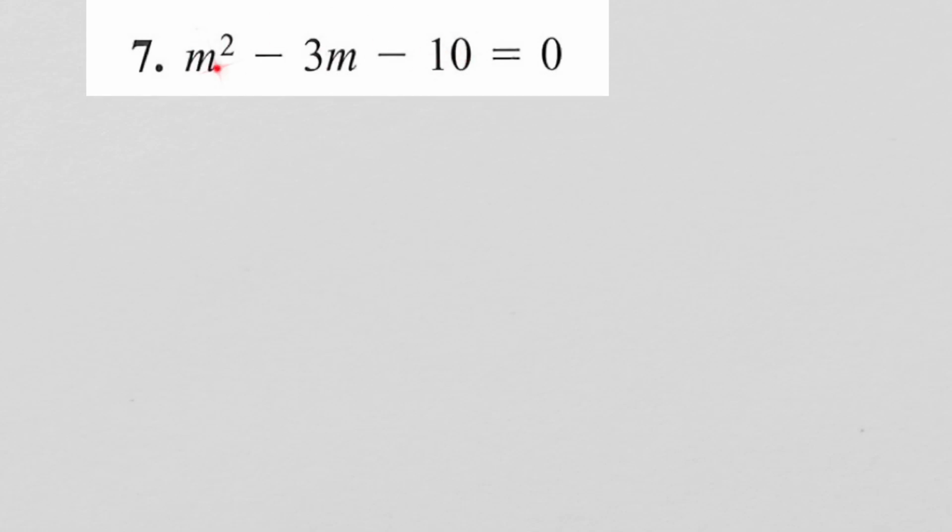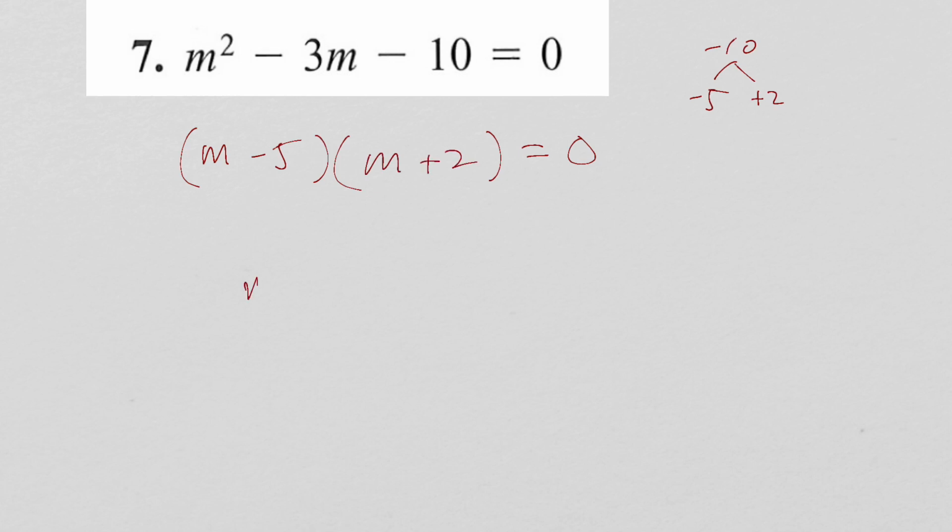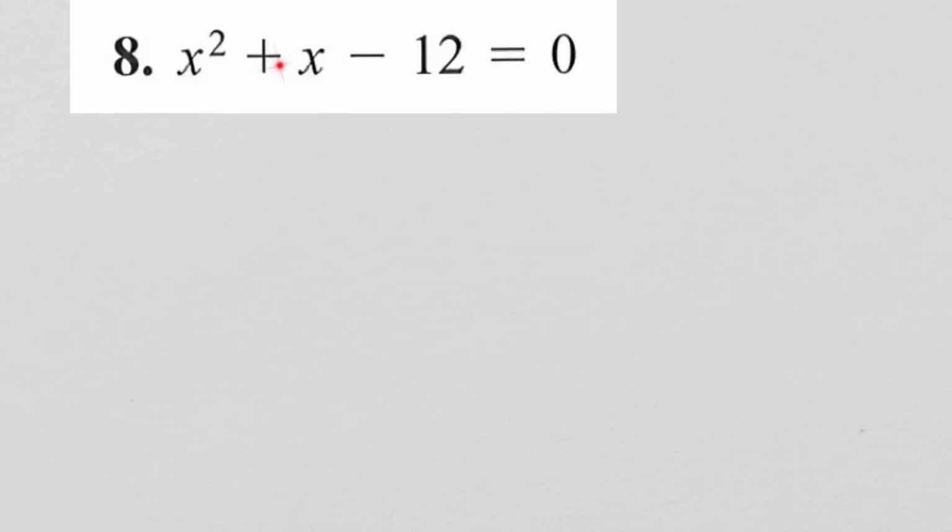Okay, here this is not in factored form, so our first step is to factor it into a binomial times a binomial. Factors of -10 that add up to -3 are -5 and +2. So we have m minus 5 and m plus 2. So m must be equal to opposite, so +5 over 1, and the opposite, -2 over 1. And that's it.